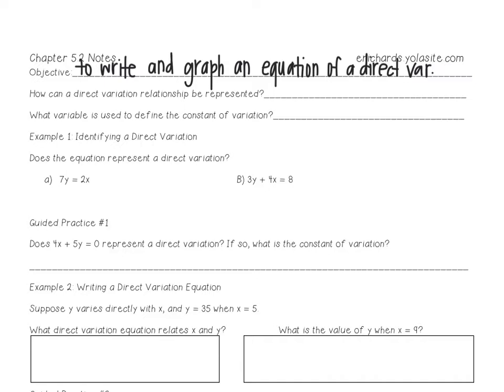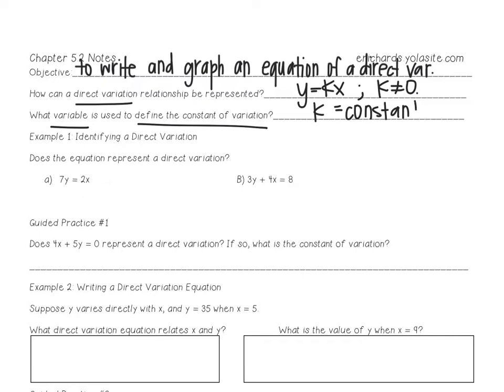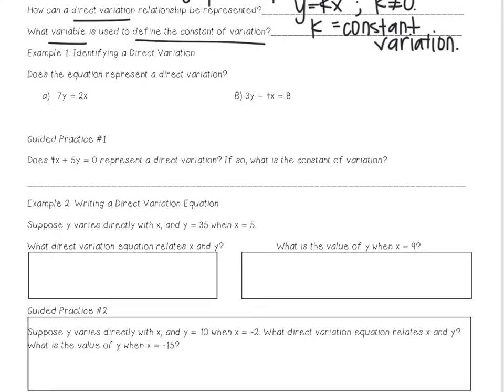A direct variation is a special type of relationship that can be represented by the equation y equals kx, where k does not equal 0. The variable that is used to define the constant of variation is k. K is the constant of variation. It's also the slope of the line on the graph, but when it's a direct variation, it's got a special name, and it's the constant of variation.